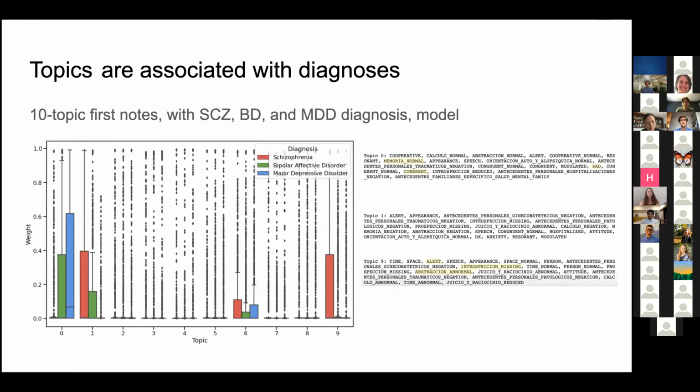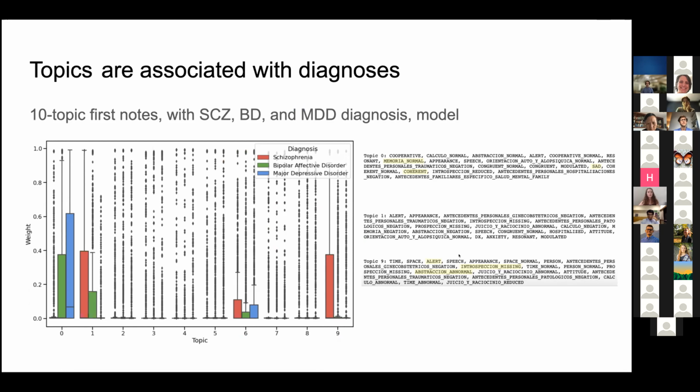This figure shows how some diagnoses load heavily on certain topics. We see that topic 0 is related to depression and bipolar, and topics 1 and 9 are associated with schizophrenia. We can see how concepts like sad, normal memory, coherent might be more associated with depression, and alert, missing introspection, and abnormal abstraction with schizophrenia.